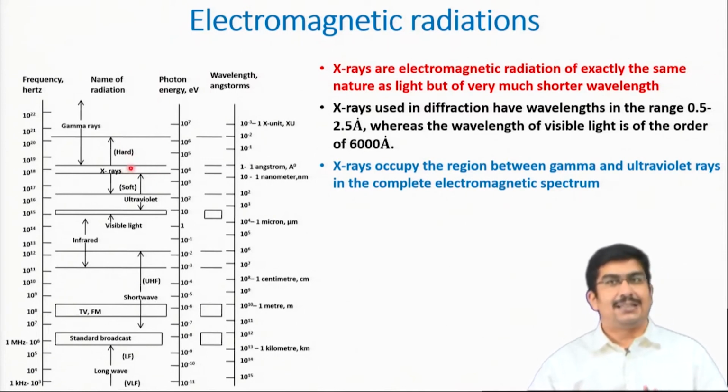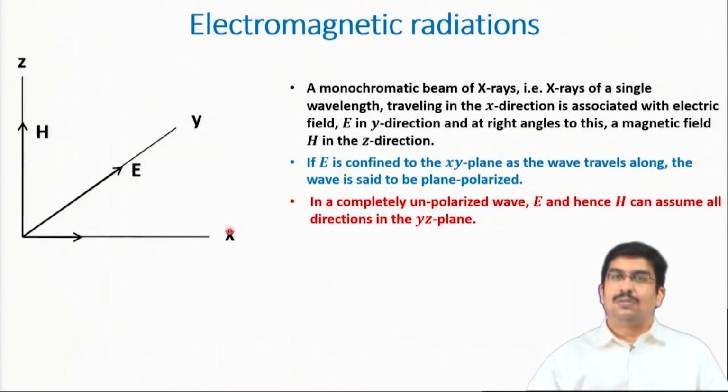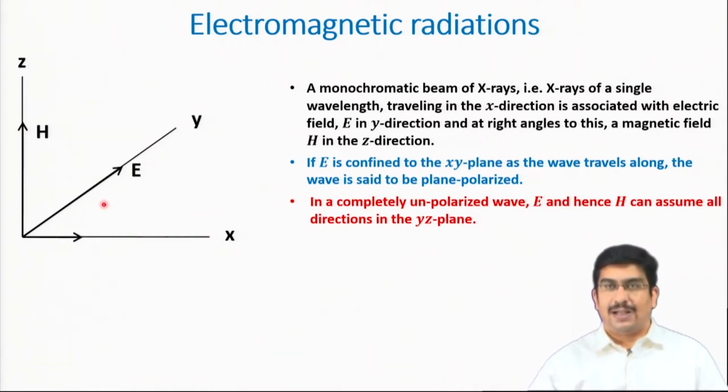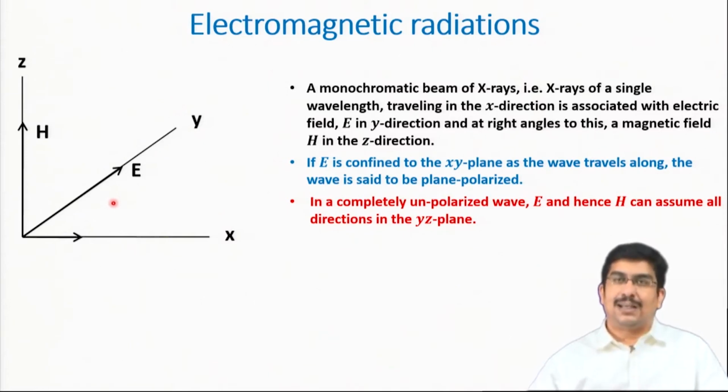But the point is, X-rays are also electromagnetic radiation in the spectrum, and they have a shorter wavelength and correspondingly higher energy than visible light. Now, any electromagnetic radiation can be expressed in this form, that is, if we have a monochromatic X-ray. Monochromatic means, as we already discussed, electromagnetic radiation which has one particular wavelength, and that is called the monochromatic beam.